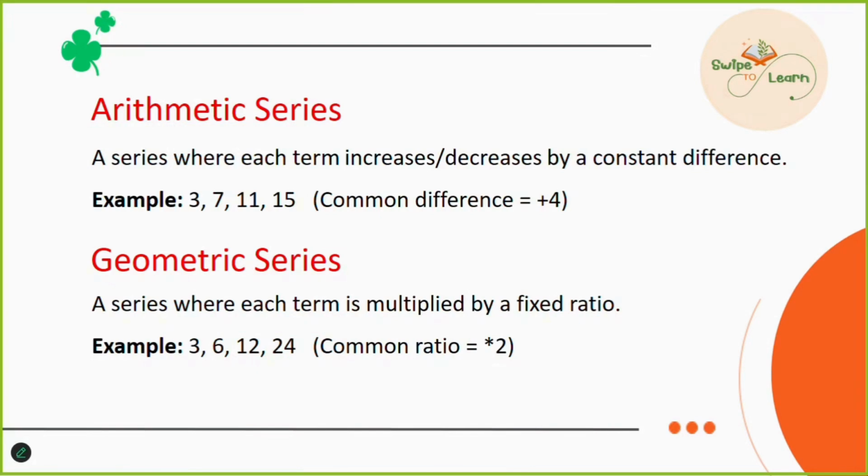Okay. So in an arithmetic series, we just add or subtract a fixed number each time. And what is a geometric series? Here we multiply each term by a fixed number. So that is the arithmetic series and the geometric series.